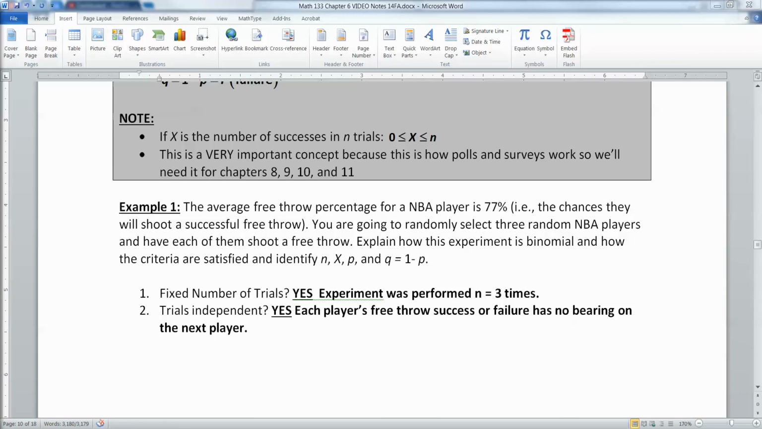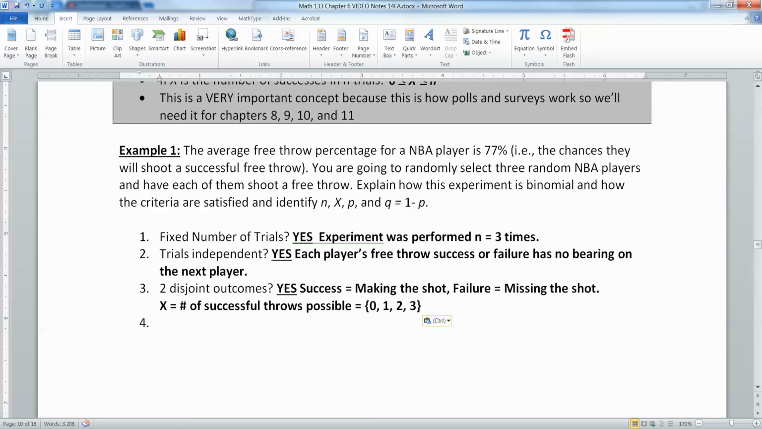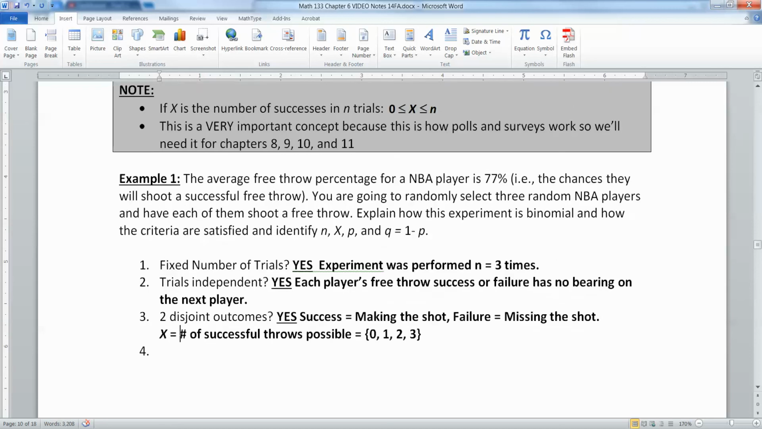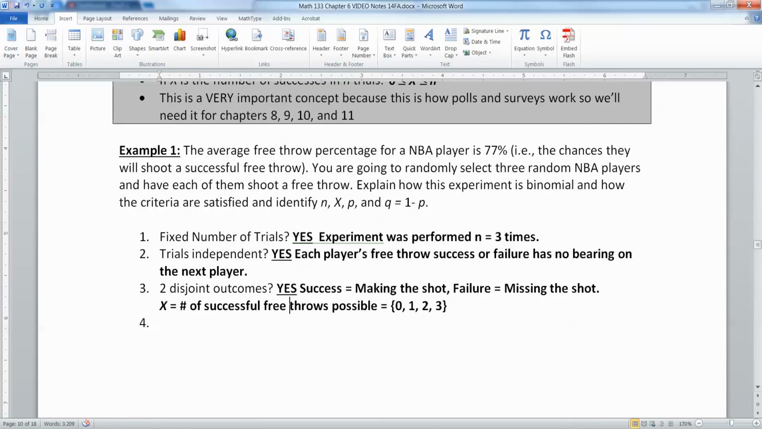Are there 2 disjoint outcomes? Well, absolutely there are. That's what basketball is built upon, right? You either make the shot or you do not make the shot. That's it. Those are the rules, right? So the ball either goes through the hoop and goes down the net, or it does not. So while we're on the subject, let's think about x. X is the number of successful free throws. I should have done layup shots or something, because it's easier to say.